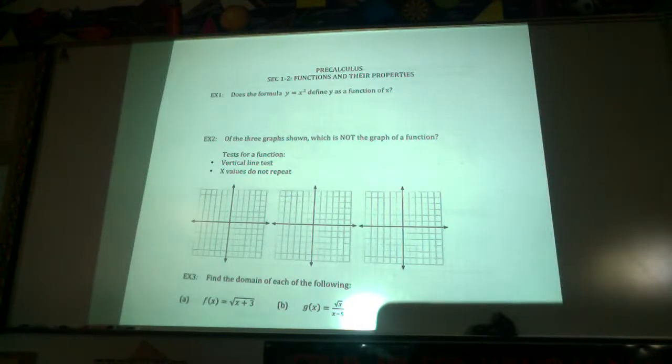All right, so section 1-2 we're going to cover in 2 days. Let's see how far we get here. The first question, and this entire chapter really deals with functions and their graphs and their properties. There's a lot of little details. You have got to start studying on a daily basis.